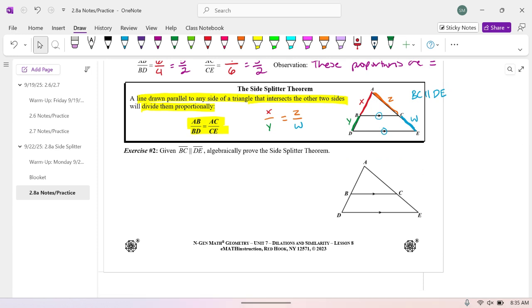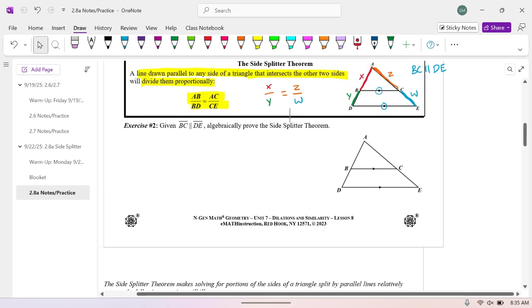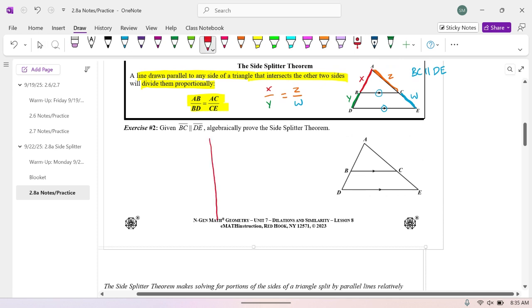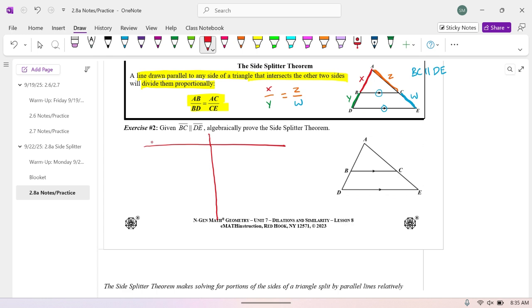So now, given BC is parallel to DE, we're going to algebraically prove the side splitter theorem. So first off, if we just did this as a proof, statement and then reason. First things first is that BC is parallel to DE. That's just our given. So they're parallel.